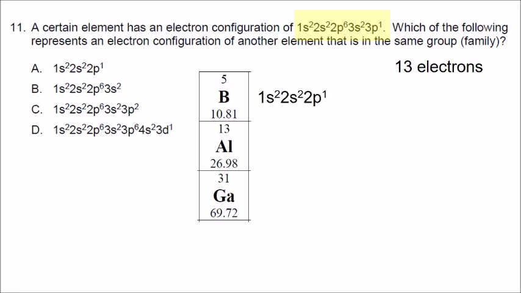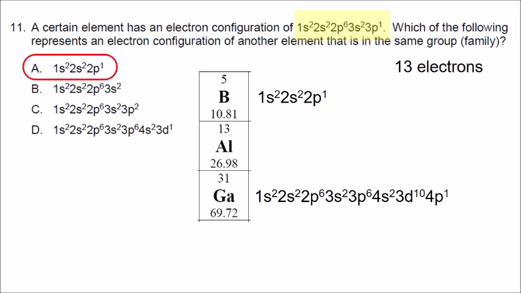So boron has 5 electrons, 1s2, 2s2, 2p1. Gallium has 31 electrons, 1s2, 2s2, 2p6, 3s2, 3p6, 4s2, 3d10, 4p1. So there is no choice that represents gallium, but the correct answer is A, because that is boron and that is in the same family as aluminum.